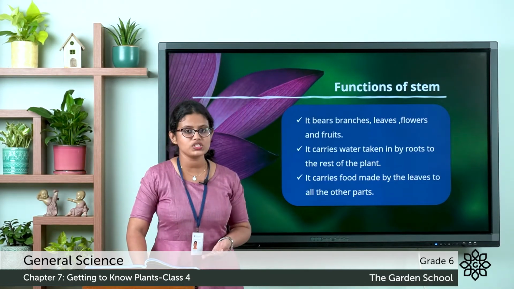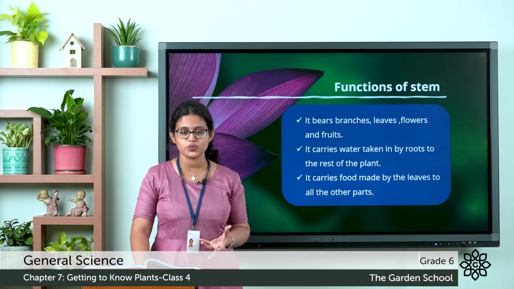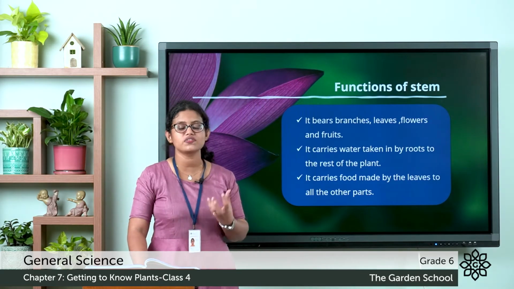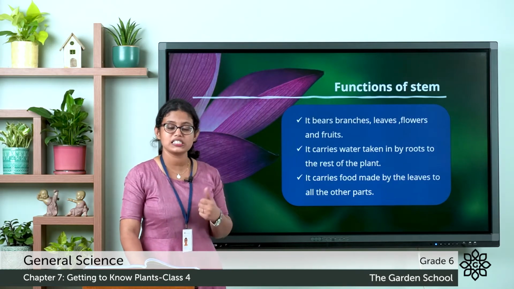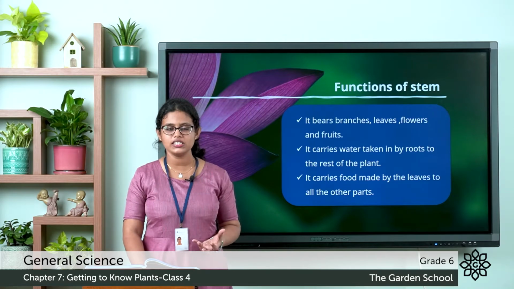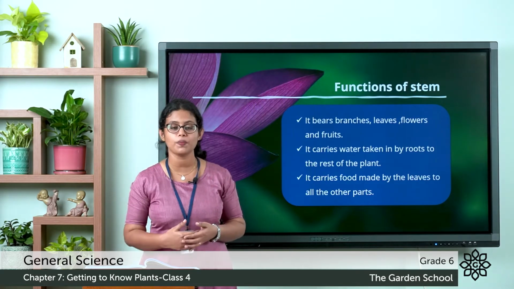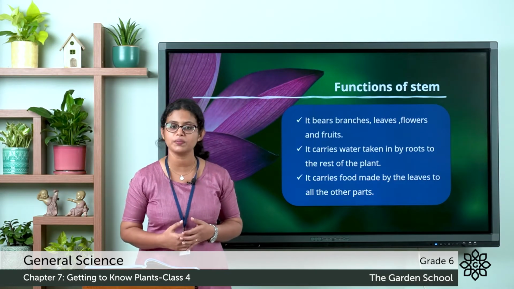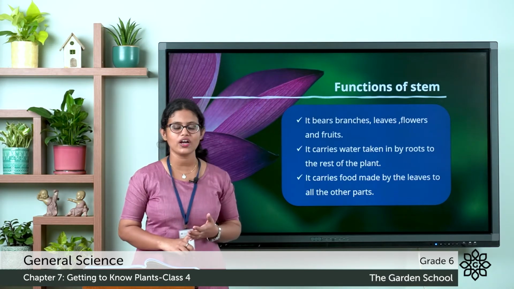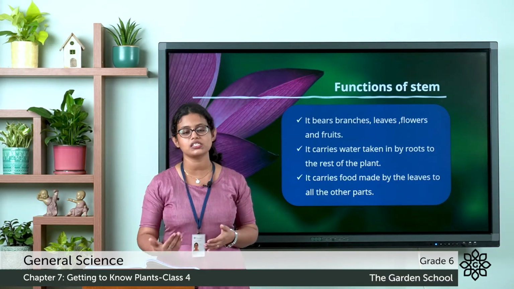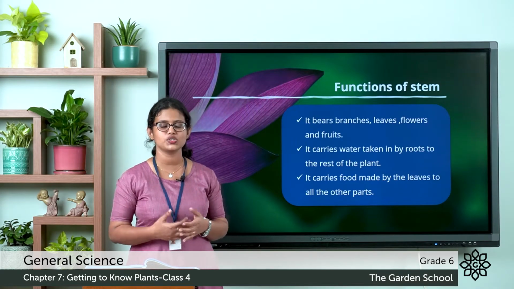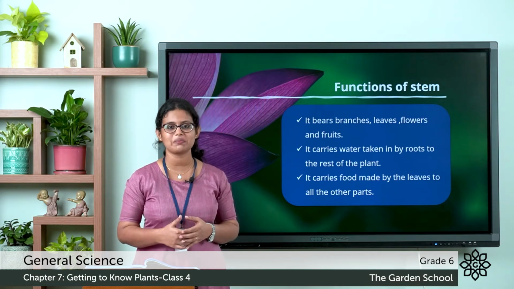It bears branches, leaves, flowers and fruits. It supports branches, leaves, flowers and fruits. That is the first function of a stem. Then it carries water which is absorbed by the root to all parts of the plant. So that is the second function. Then the third function is that it carries food that is prepared by the leaves to all parts of the plant. So these are the functions of a stem.